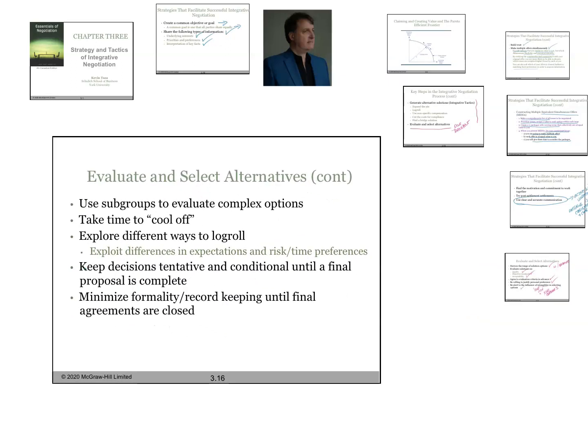And with our last screen here, just a few more things we can do to evaluate and select our alternatives. We can use subgroups to evaluate complex options. This is sometimes used for complex union management negotiations, for large negotiations in the resource industries that might involve levels of government if they're doing mining or drilling for oil or something along those lines where many different groups are involved. You may need to have subgroups that pair off and are responsible for evaluating different options. Might be environmental options, there might be economic ones, might be political ones. Not uncommon for complex negotiations.